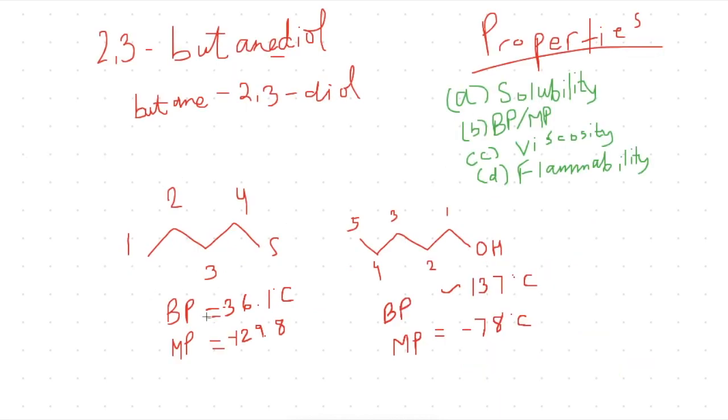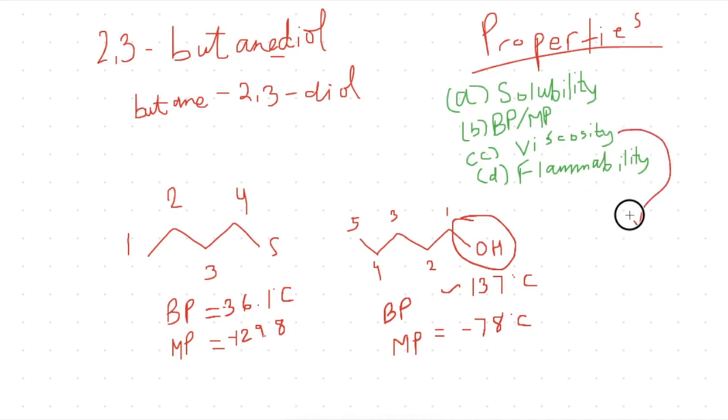For example, comparing the boiling and melting points of pentane versus pentanol, they are both 5-carbon chains, but pentanol has this alcohol group in it. The boiling point is about 137 degrees Celsius compared to without the alcohol, pentane, for which the boiling point is only 36.1 degrees Celsius. And comparing the melting points, the melting point is also less negative, which is a higher number, compared to pentane, which melts at a much lower number. So hydrogen bonding in a compound will always increase your boiling and melting points because it increases the intermolecular forces in your compound.